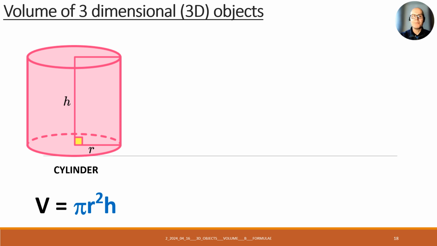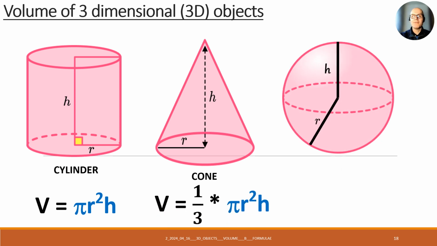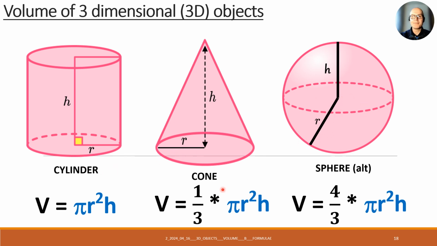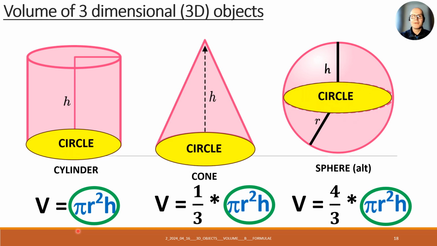Volume of a cylinder, pi r squared h. Volume of a cone, 1/3 pi r squared h. Volume of a sphere, 4/3 pi r squared h. The common feature for each of these 3D objects is a circle. And each of the three volume formulae have this feature, pi r squared h.